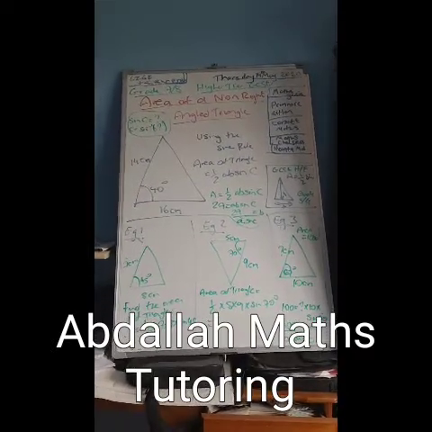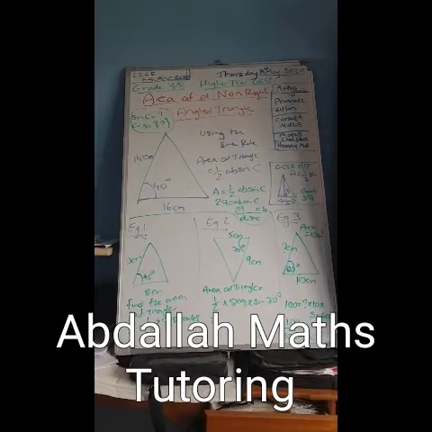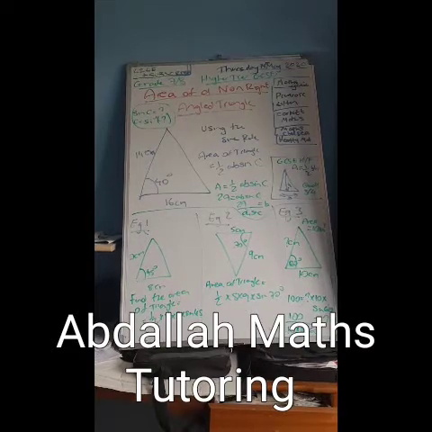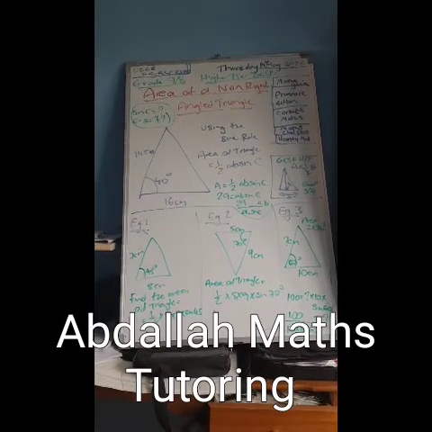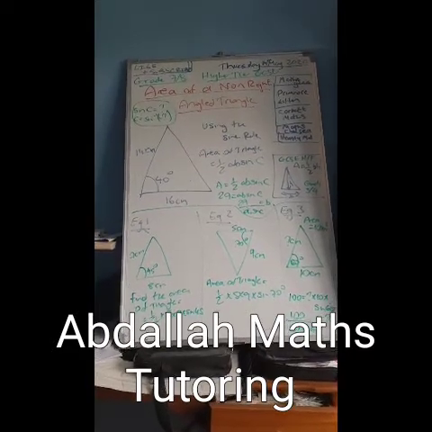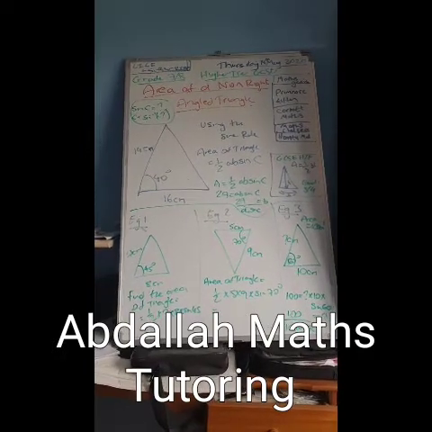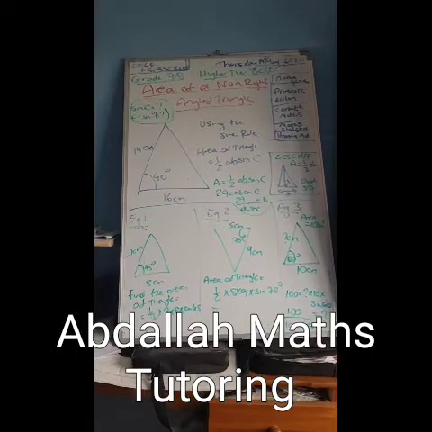Right guys, so areas of non-right angled triangles, it's all to do with using a formula. The formula is area equals a half ab sine C. It's for triangles that do not have a right angle in them. Now I want to be very clear in what I mean by this.